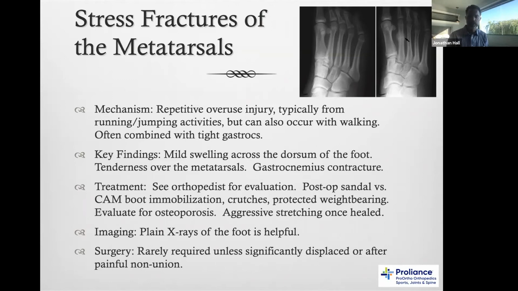Surgery is not typical in this unless it displaces or there are multiple metatarsals. So when people start dealing with 3 and 4 metatarsals, then we start talking about surgery if there's any displacement, just to try to get the bones to heal and get your mechanics back normal as soon as possible.